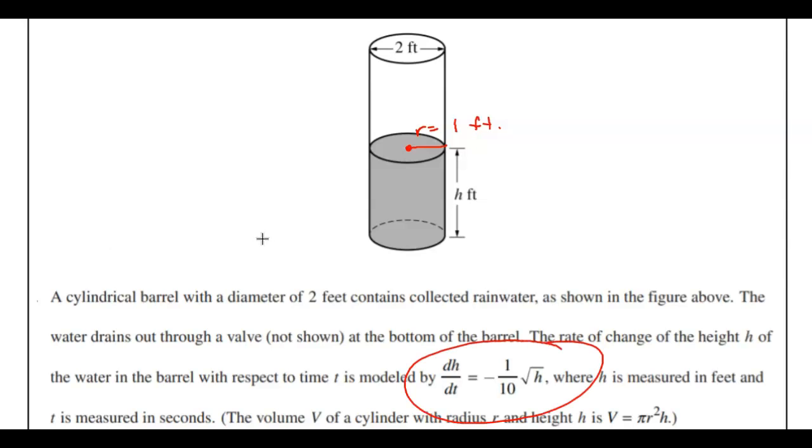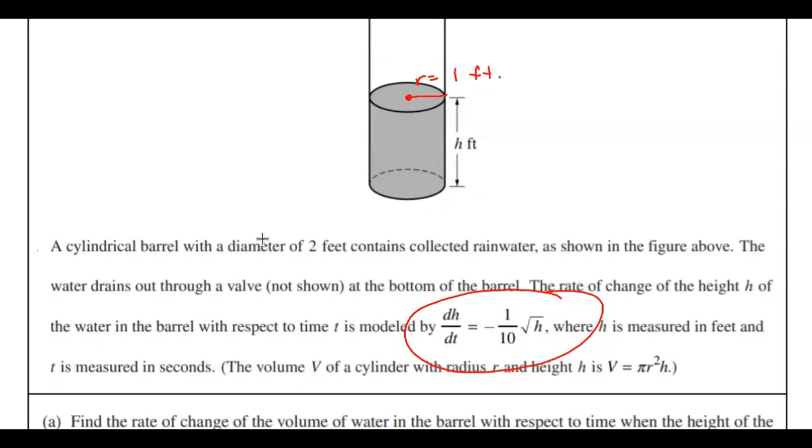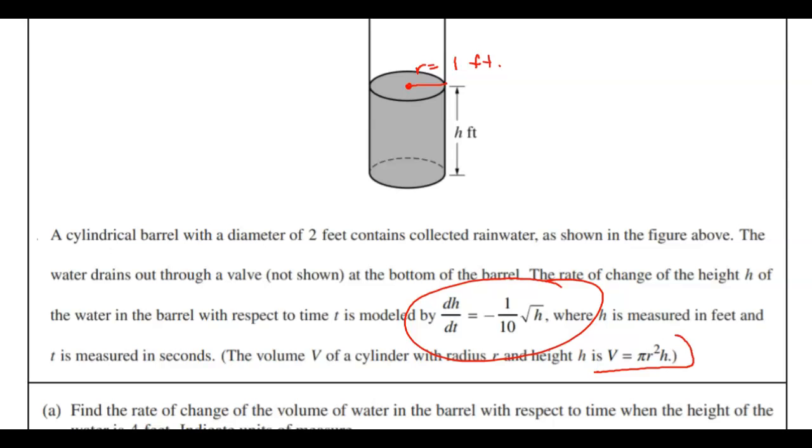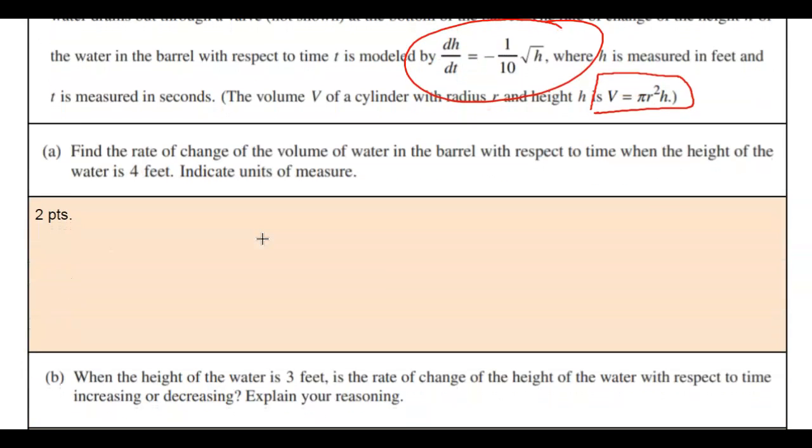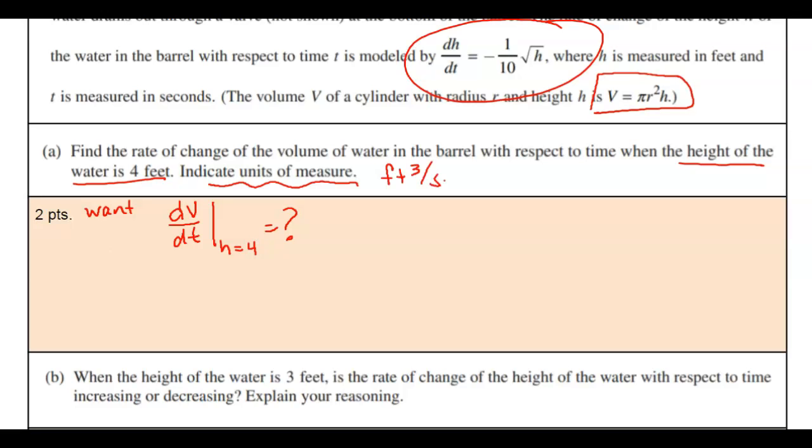And they give us dH/dt. And they were kind of nice. They gave us the volume formula. So what they want on part A is find the rate of change of the volume of water. So we want dV/dt when the height of the water is 4. So when h equals 4. Okay, and indicate units of measure. So since it's a change in volume, that will be feet cubed per second.